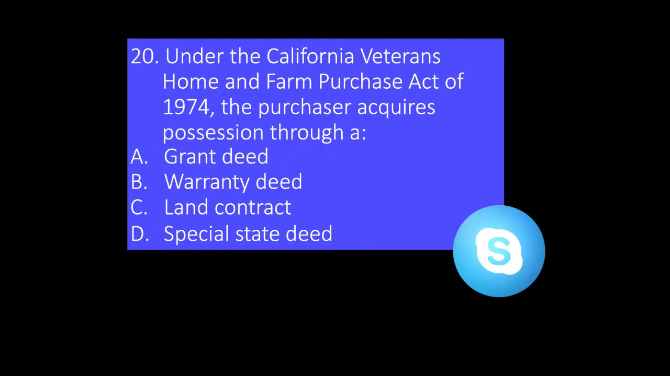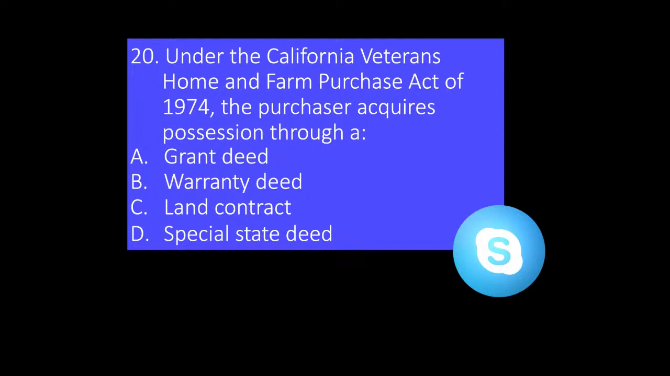Let's see who's got the right answer. All right. It's Joe again. Okay, all right, let's go. Let me explain why that is the right answer. I think you got it wrong probably because you're not familiar with the California Veterans Home and Farm Purchase Act. Is that right? That is a special type of loan. It's actually called CalVet.